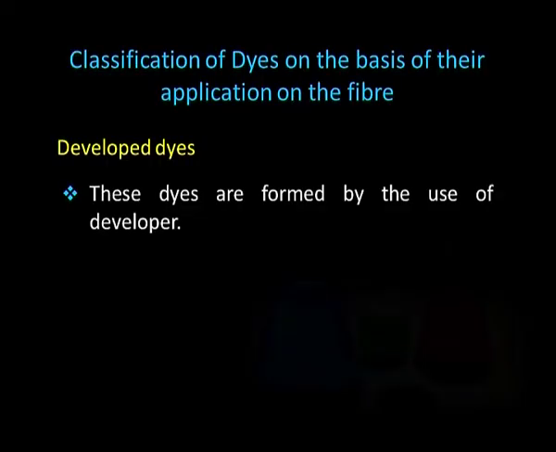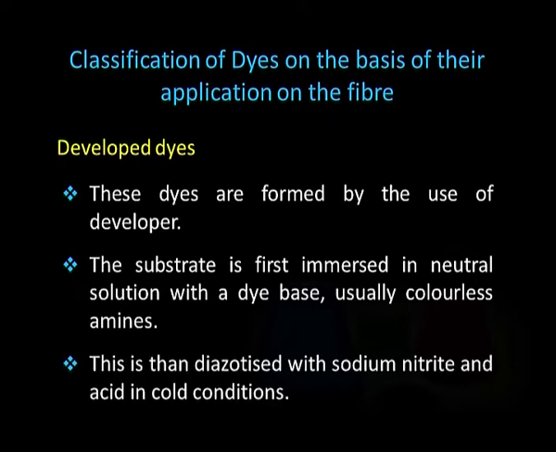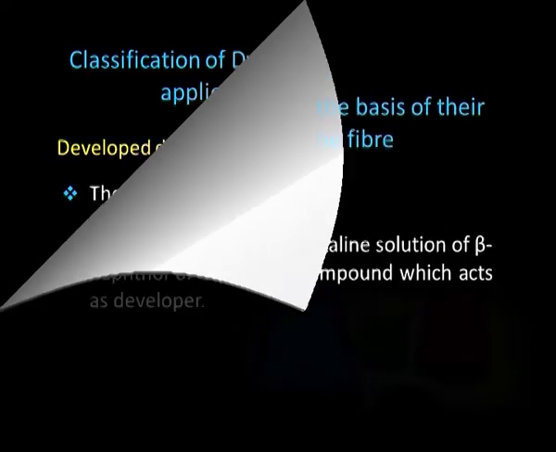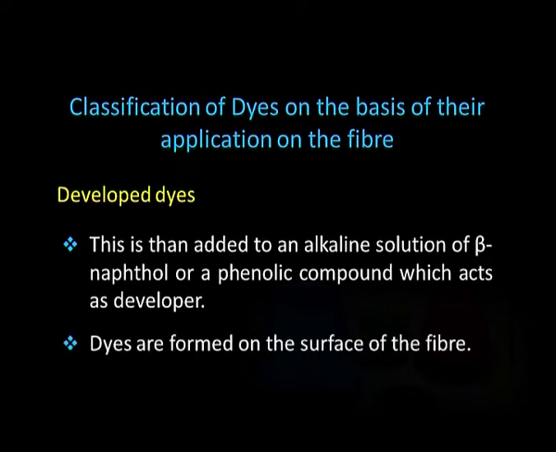We will now discuss developed dyes. These dyes are formed by the use of a developer. The substrate is first immersed in a neutral solution with a dye base, usually colorless amines. This is then diazotized with sodium nitrite and acid in cold conditions. This is then added to an alkaline solution of beta-naphthol or a phenolic compound which acts as the developer. Dyes are formed on the surface of the fiber.